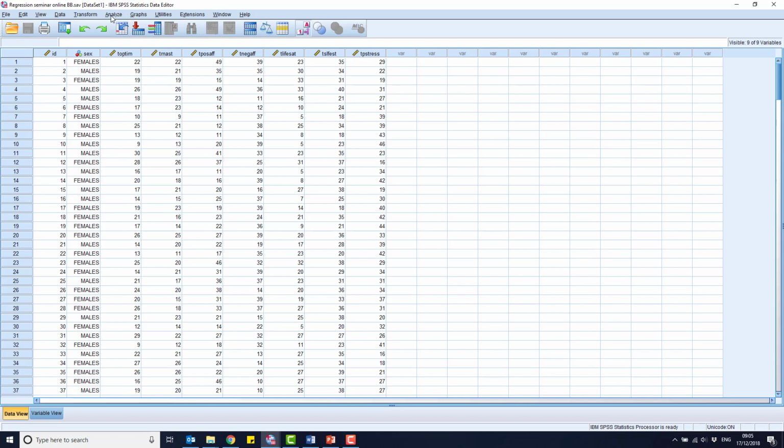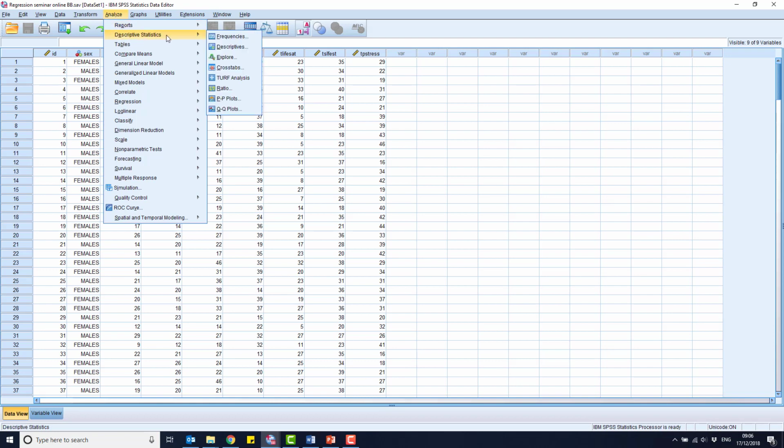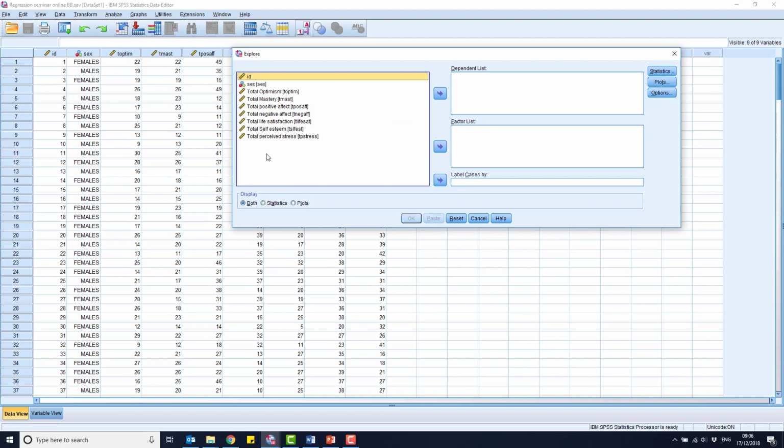So outliers are particularly a problem. There is some controversy over whether this is a required step for assumption checking with linear regression, but I'll show you how to do it. So you would go to Analyze, Descriptive Statistics, and Explore. And this is probably the quickest way of doing it. So I click on Total Perceived Stress. That's my outcome variable. I'll move that into the dependent list.